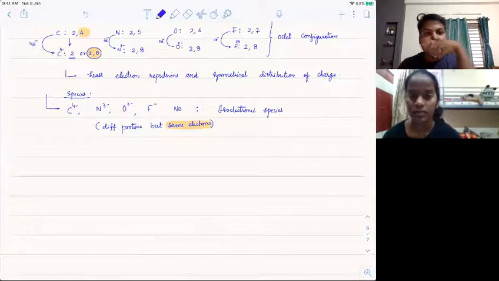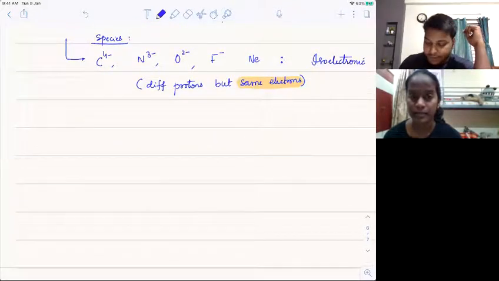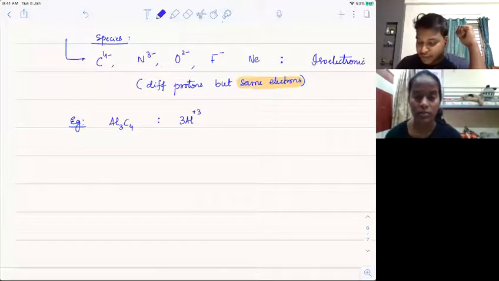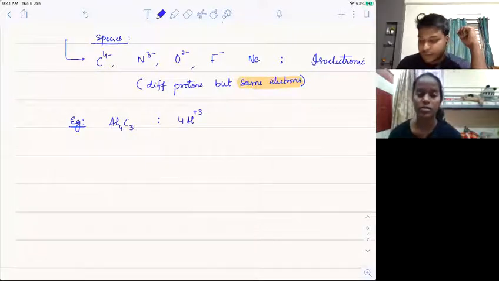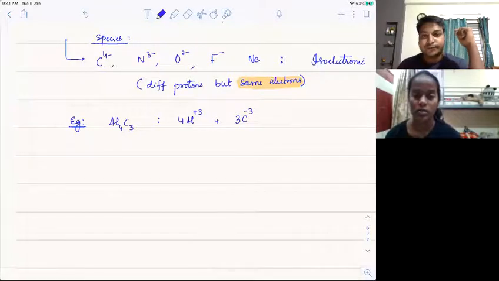Got it? Now, for instance, if you see aluminium and carbon, I'll take a few examples. Al4C3. Here you would see 4 aluminiums with +3 charge, while 3 carbons with -4 charge.